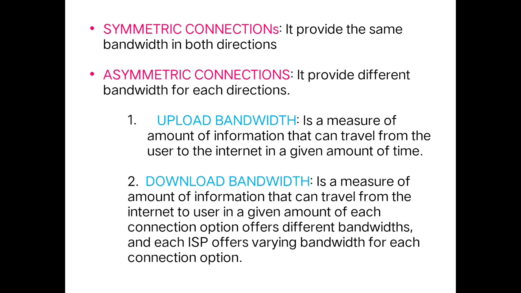Next one is upload and download bandwidth. Okay, what is bandwidth? Let me say. Bandwidth is the capacity of the network to upload and download data. Internet bandwidth is the maximum volume of information you can send and receive in a measured amount of time. It is generally calculated in megabits per second. Now, upload bandwidth is the measure of the amount of information that can travel from the user to the internet in a given amount of time.